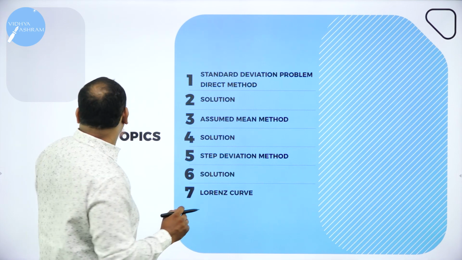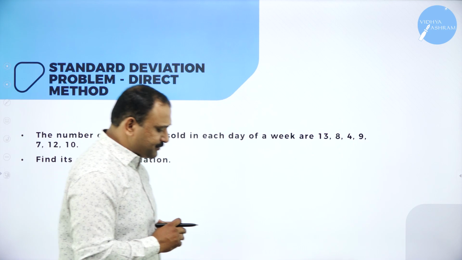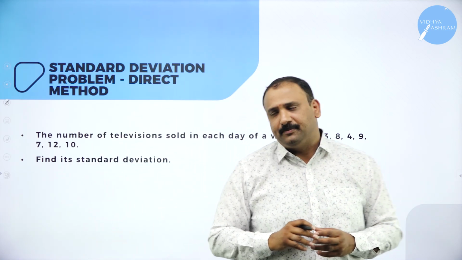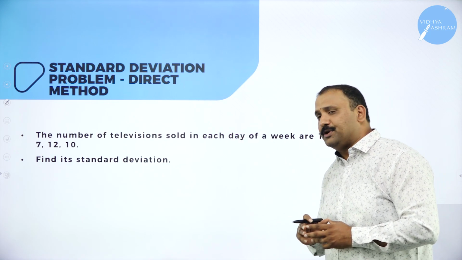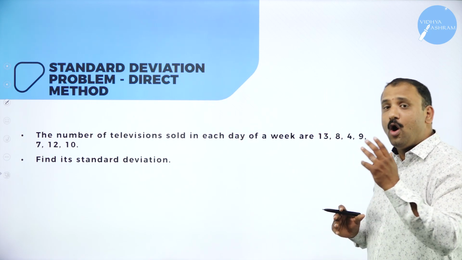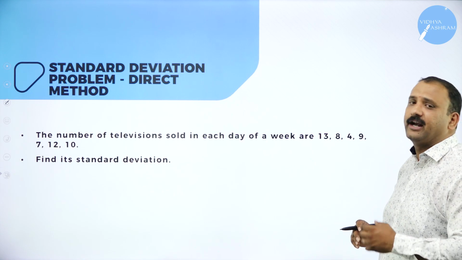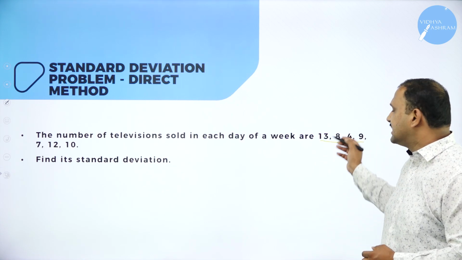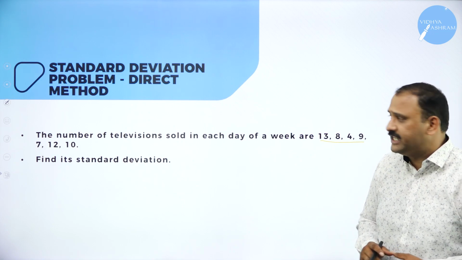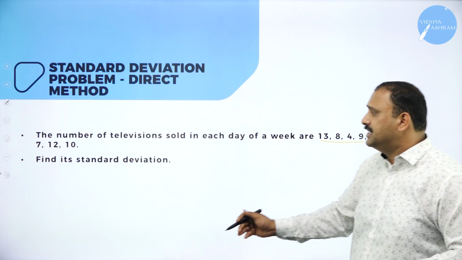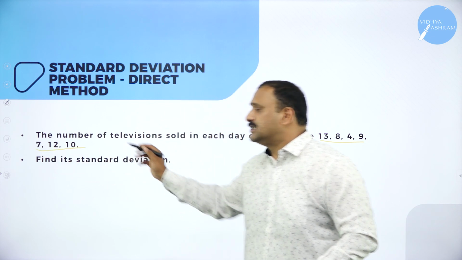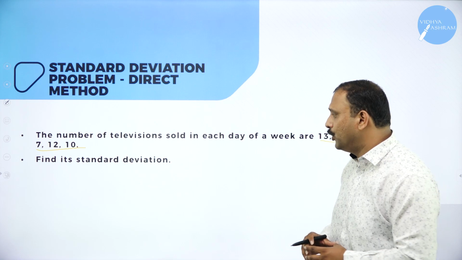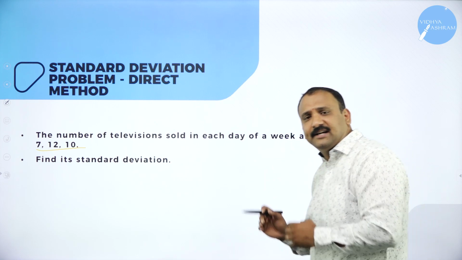Let's move going forward here. This is the first problem that we have for the day today. What is the standard deviation problem that has been given? The number of televisions sold in each day of a week. So we are going to take a retail showroom which is going to sell some television sets, and these are the values that we are going to see: 13, 8, 4, 9, 7, 12 and 10. You are able to see that there are some values that are being displayed on the board. You have to find out the standard deviation.